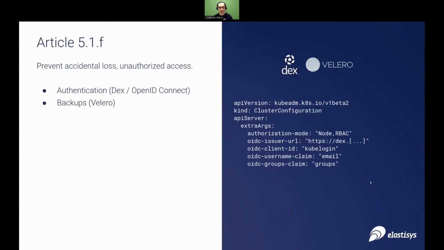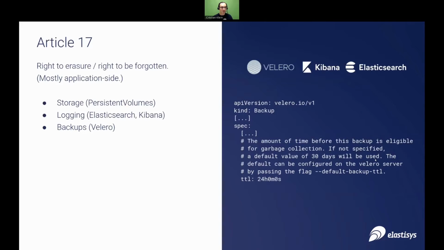When it comes to accidental loss, Velero seems to be the leader when it comes to backing up your Kubernetes cluster, in particular persistent volume claims, and also the Kubernetes resources. But as I will show on the next slide, there are some implications on how you need to configure these things to make sure that they don't interfere with GDPR.